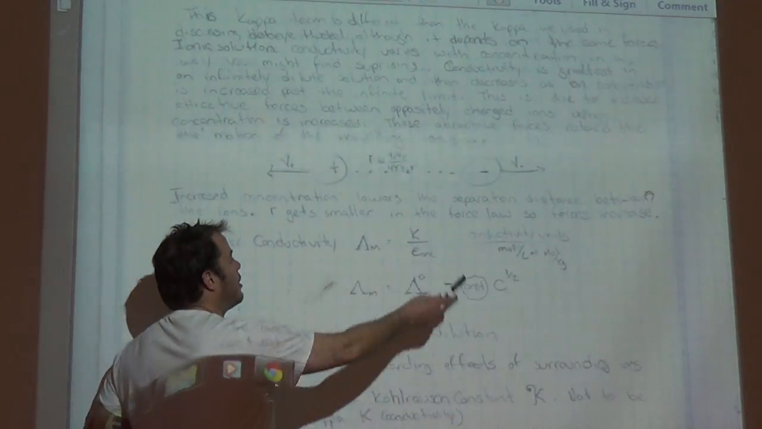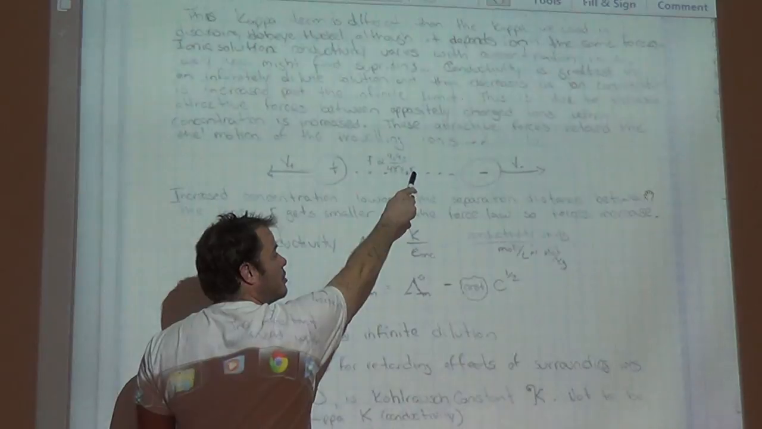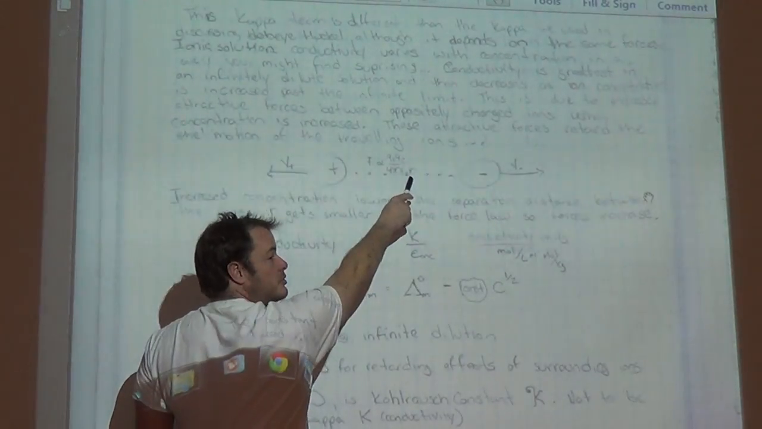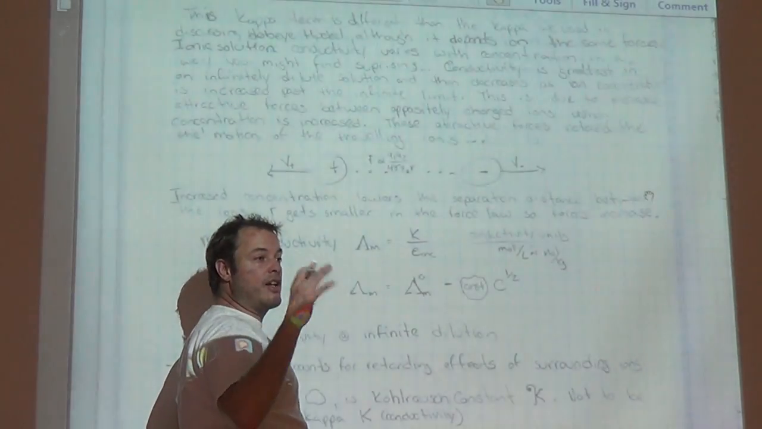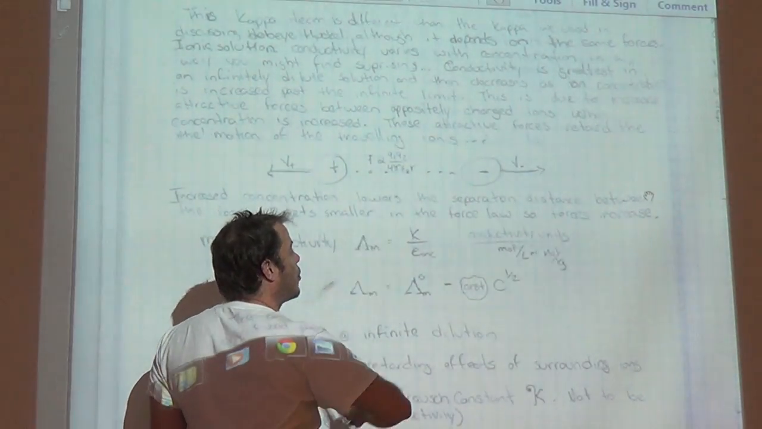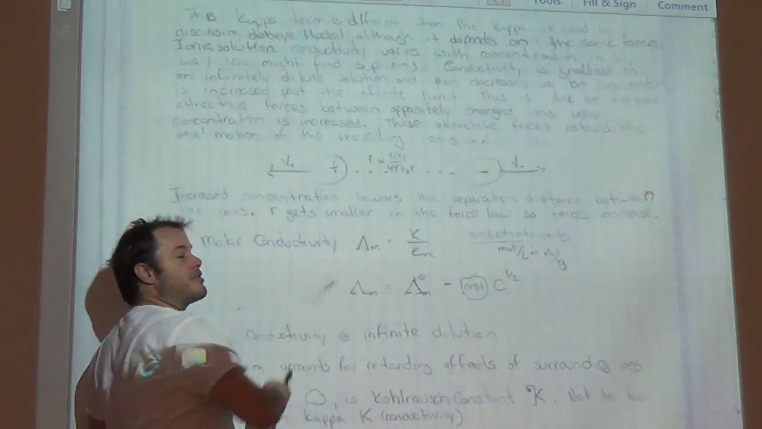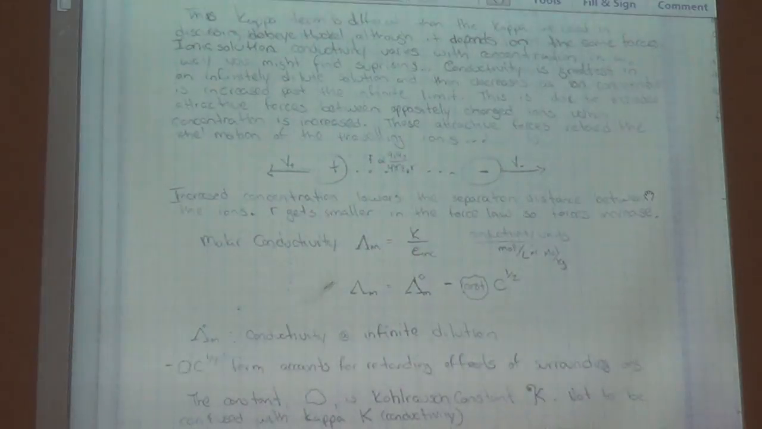Higher concentration means more surrounding ions, means a smaller R value. If R is the average separation distance between ions, you're trying to calculate the force between them. With a higher concentration, you get a lower R value, therefore the forces that those ions are acting on each other with are larger. And so what's observed is that as you actually increase concentration, those retarding forces end up making the conductivity of the solution lower.